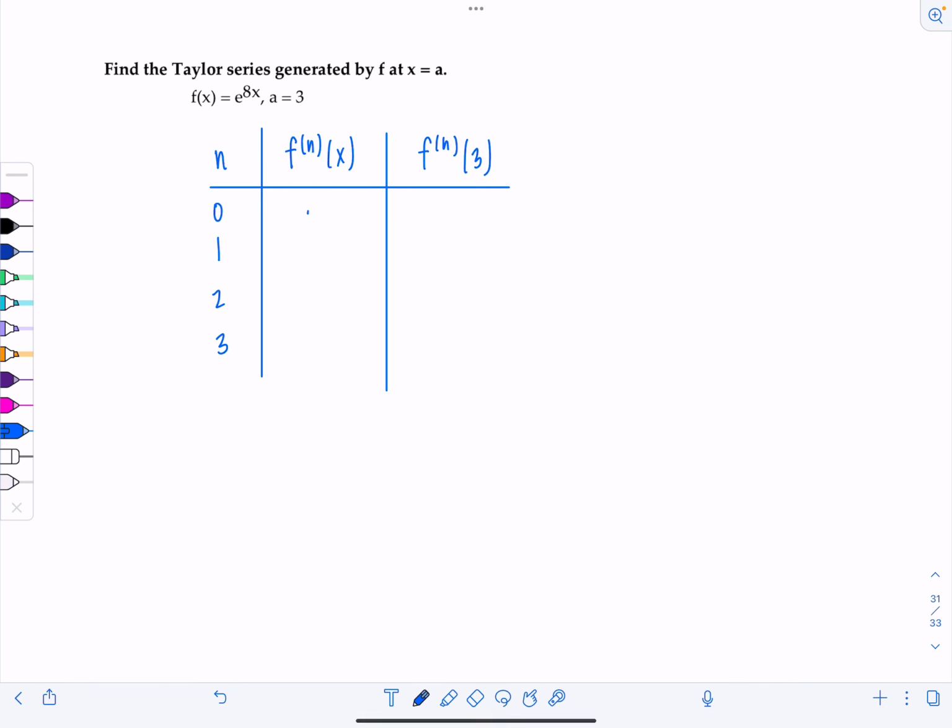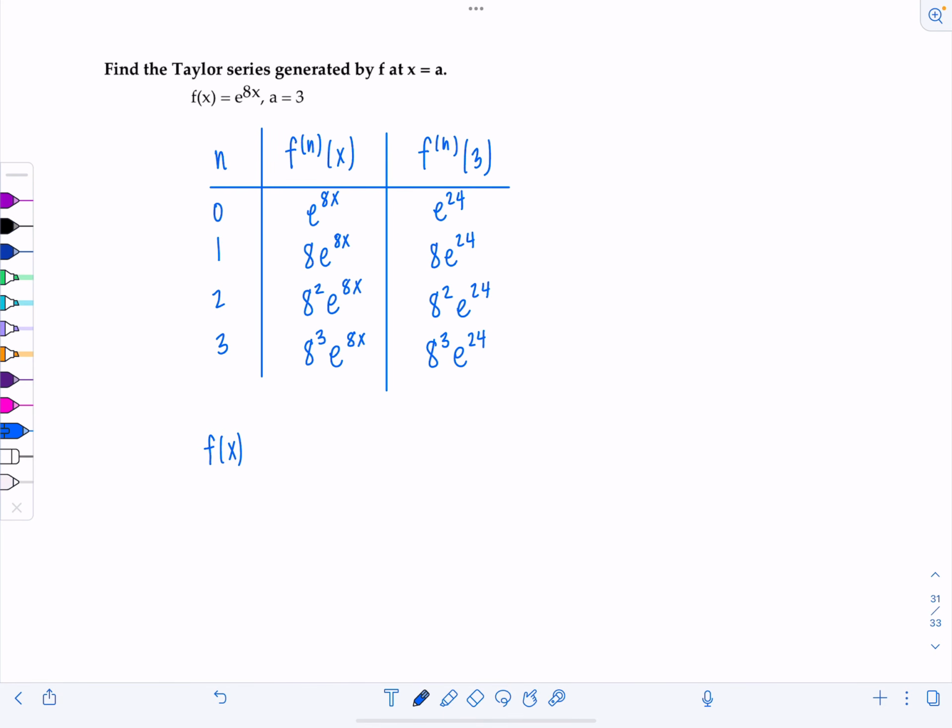Okay, so original function, then one derivative would be 8e to the 8x. 2 derivatives, 8 squared. 3 derivatives, 8 cubed, etc. That's pretty easy. Now plug in 3 for x. So this is e to the 24, then 8e to the 24, 8 squared e to the 24, 8 cubed e to the 24. Okay, I feel pretty good about the pattern, don't you?